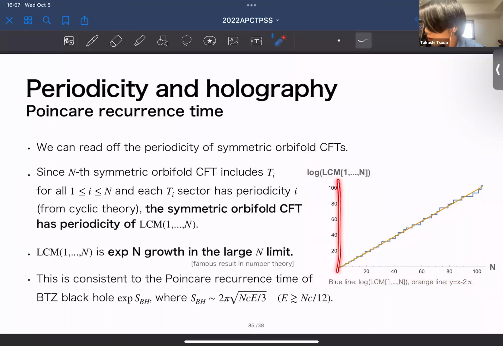This is the famous result in number theory, like this. The vertical line shows the log of the LCM, and the horizontal line denotes n. And we can see that the log LCM is almost the same as y equals x minus 2π. And this is consistent with the Poincare recurrence time of the BTZ black hole, like this one. This is a heuristic discussion, but I think this is something interesting.